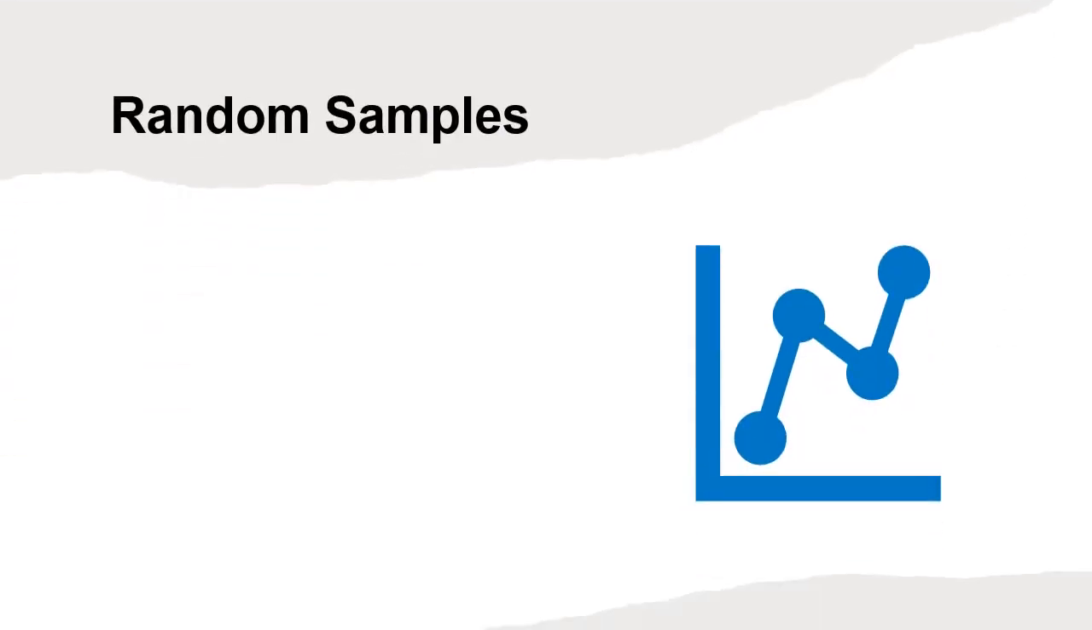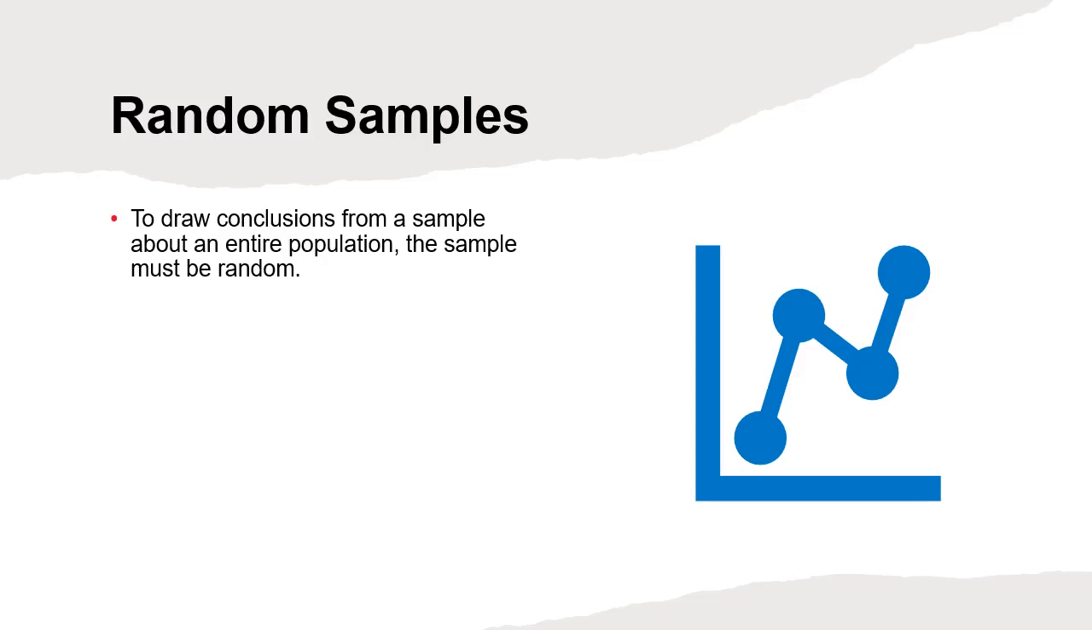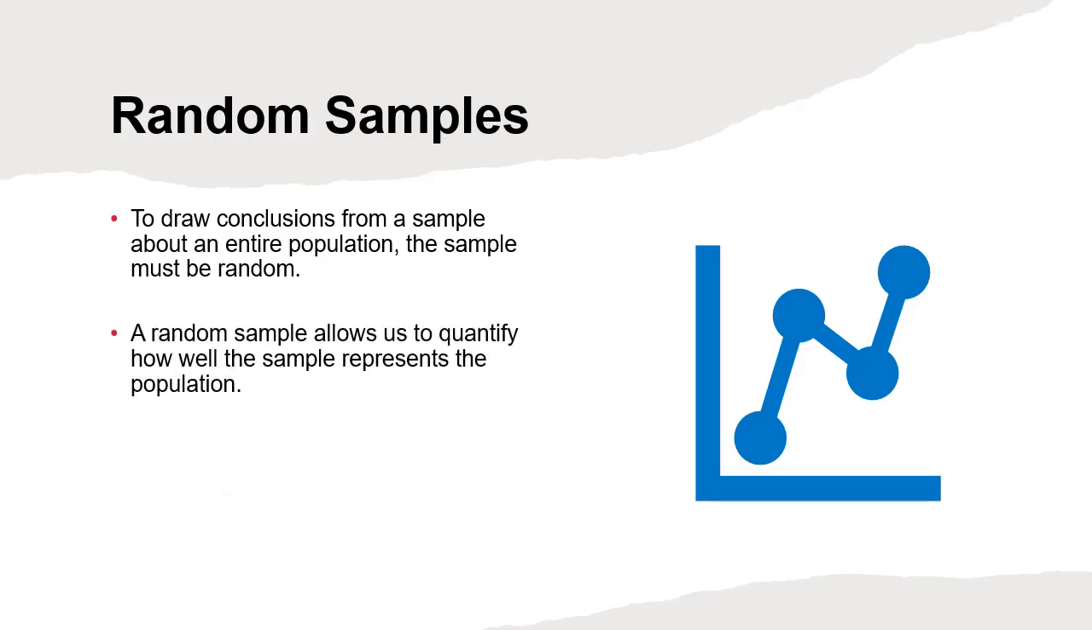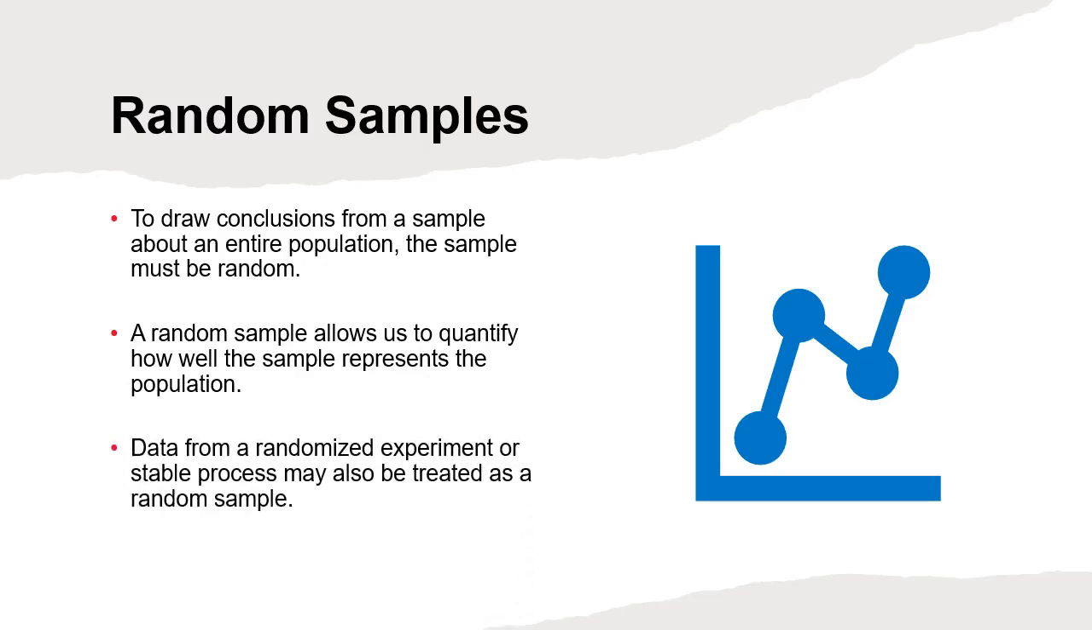Let's review. Statistical inference is an effective way to draw conclusions about an entire population based on data from a subset. However, we must be careful how we collect data. We should take a random sample so that the data will be representative of the population. A random sample allows us to quantify how well the sample represents the population. We can also treat data from a randomized experiment or a stable process as a random sample for purposes of statistical inference.